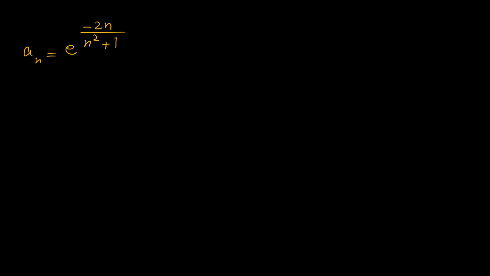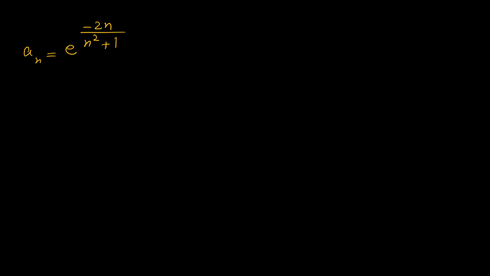The given sequence is e to the power of -2n over n to the 2 plus 1. Don't confuse yourself with the exponential function. Focus on the exponent, because in the exponent we have n. E is just a constant. Focus on the exponent. You have -2n over n to the 2 plus 1. What is the limit of -2n over n to the 2 plus 1?